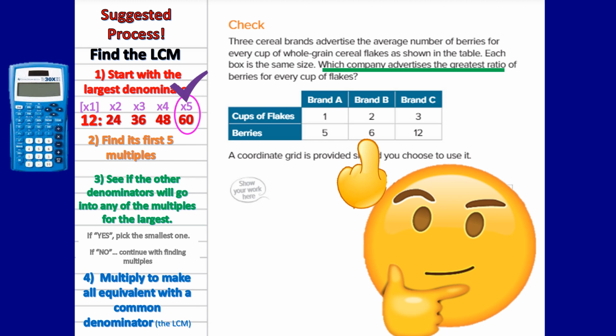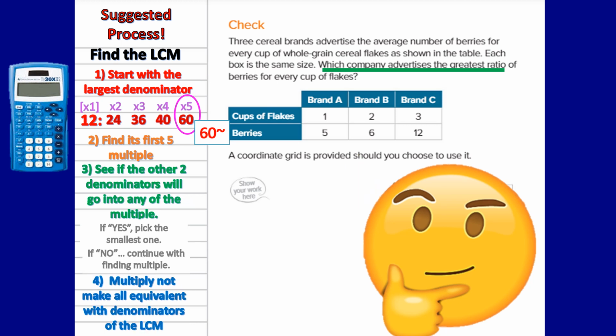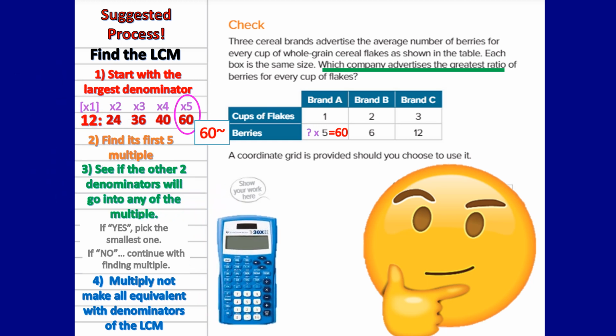So if I know that my least common multiple is 60, now we're going to multiply top and bottom by the same number to get equivalent ratios. If I need a bottom number of 60 and I have a 5, then I have to ask myself, what am I multiplying 5 by to get 60? If you don't know, then you use your handy dandy calculator and type in 60 divided by 5 equals, and that'll tell you that you can multiply it by 12. So if I multiply the bottom number by 12 to get 60, then I have to multiply the top number by 12, and 12 times 1 is 12.